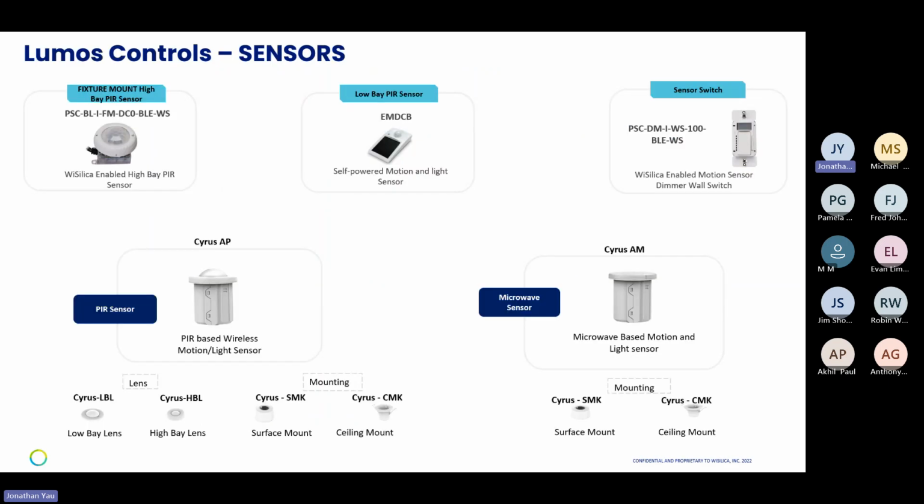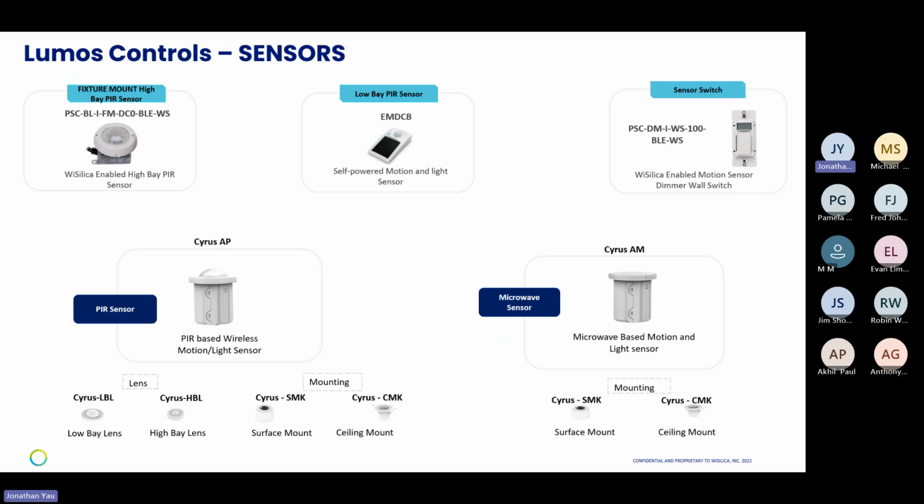Onto sensors. We have an assortment of sensors. The most popular is our Cyrus AP, which is a PIR-based sensor, which also has a daylight sensor inside. It comes with 2 lens types, low bay lens and high bay lens, and 2 mounting types, SMK for surface mount and CMK for ceiling mount. Just let us know which configuration you want, and we can put it onto our Cyrus AP.